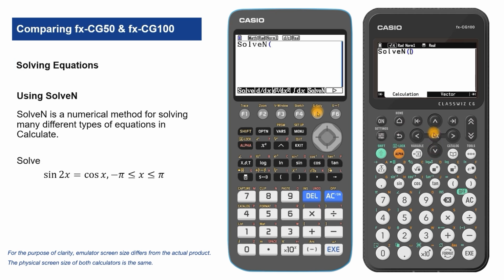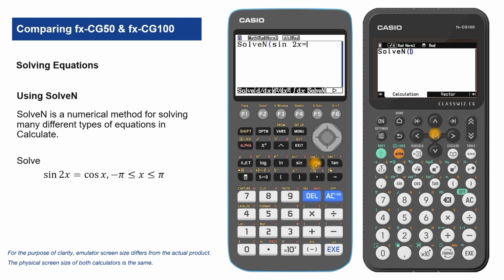To demonstrate a calculation, we will look at this trigonometric equation with a restricted domain. The syntax for input is the same for both handsets. Starting with the fx-CG50, the functions are entered using the default x theta t key for the variable.